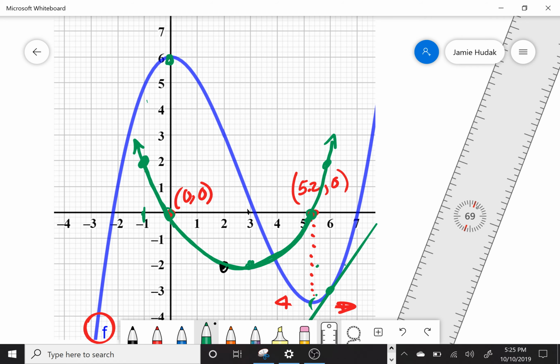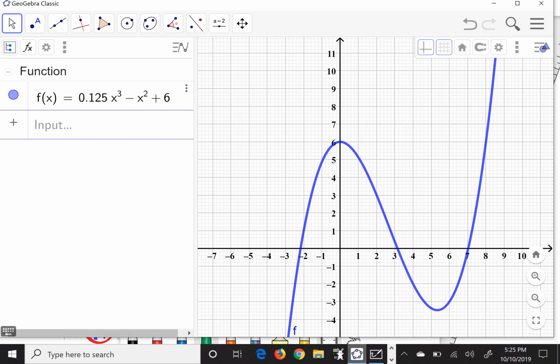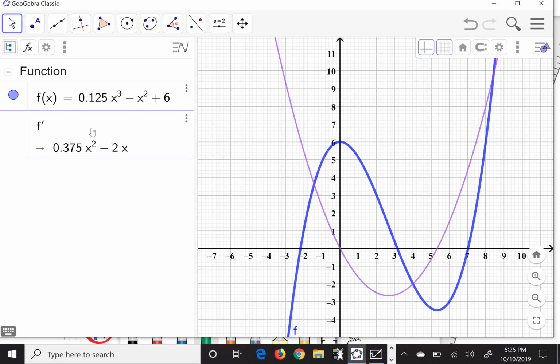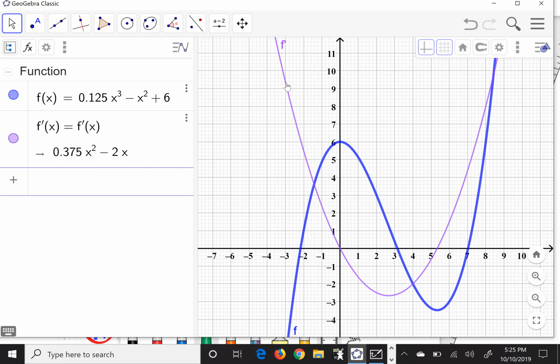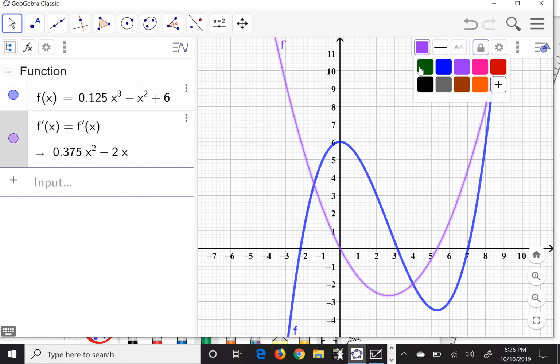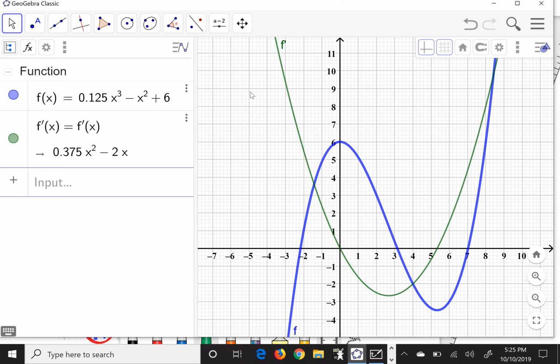So I'm going to go to GeoGebra. This is the actual function I used to generate it. We see it's a cubic polynomial. And I'm going to say, hey, GeoGebra, plot the derivative of this graph. And I'll make it green to match our drawing. And we see that at -1, look at that, that's pretty close to 2. And at 6, that's a little bit under 2. So those were our approximations.